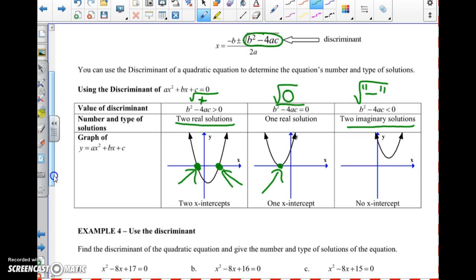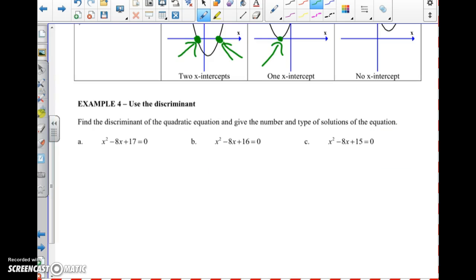Okay, so everybody good so far? Everybody understand what happens as far as the graph goes? The quadratic equation, and give the number and type of solutions for it. This is real easy to do. Now look, the discriminant is this: b squared minus 4ac. That's the discriminant, right?